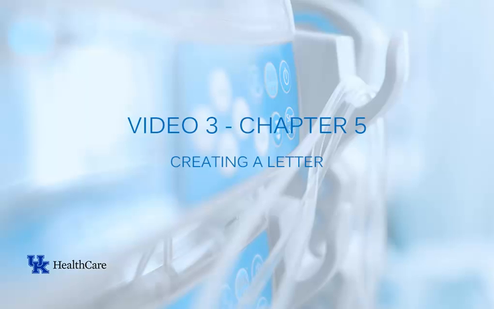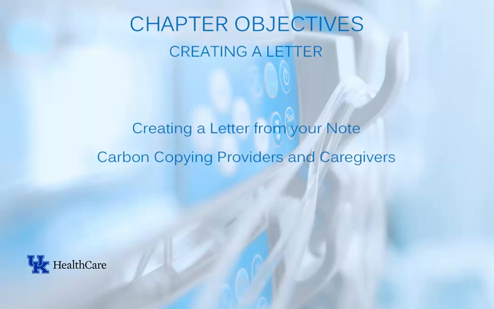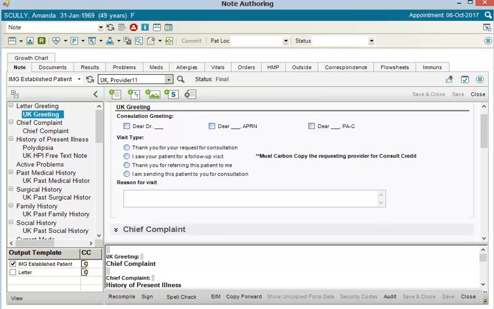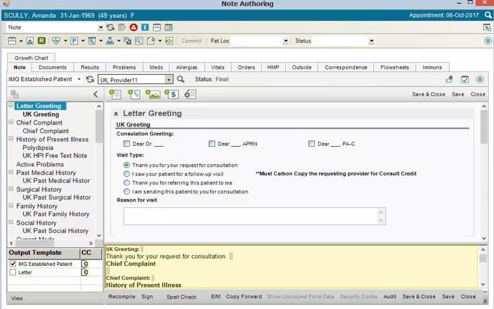This fifth chapter will discuss creating a letter from your note. In this chapter, we will also discuss how to carbon copy your letter to providers and other caregivers. If you wish to create a letter that contains information from your note, you can do so very easily from the note authoring workspace. Click the Letter Greeting section in the table of contents to create a greeting for the letter. You will be able to see the generalized greeting by looking in the note accumulator.